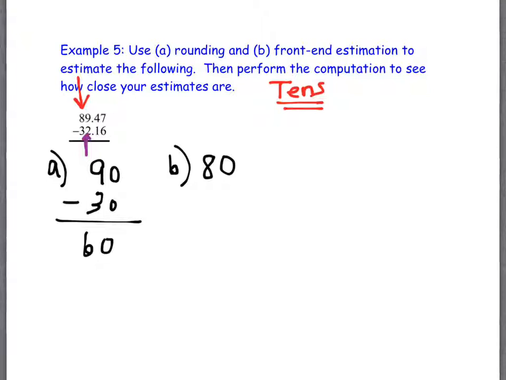And then we look at the number 32 and I do the same thing. The number that's in the tens place is the number 3, and then I zero everything else out, so I get the number 30. So you can see sometimes I get the same number, right? 30 is the same on both of them, and sometimes I don't. If I do this subtraction, I get the number 50. And if you will, there's a part C here. It's not written as C, but it says, then perform the computation to see how close your estimates are. So we're going to do part C, which is to actually subtract.